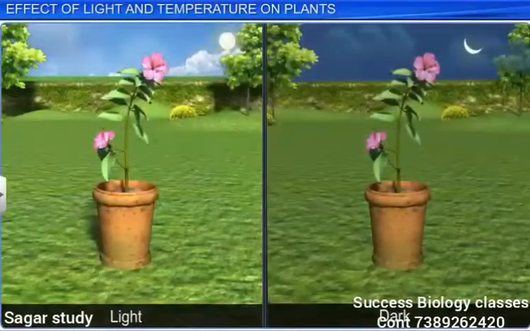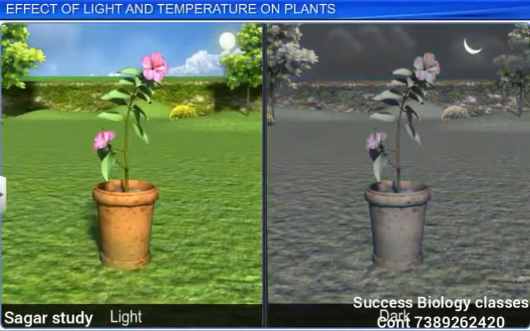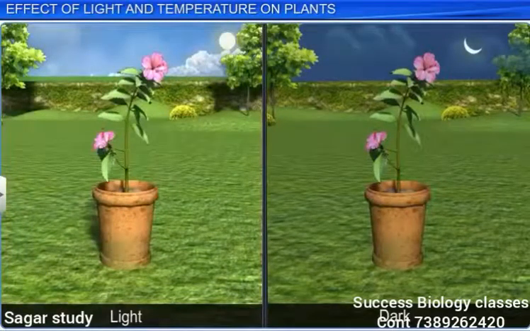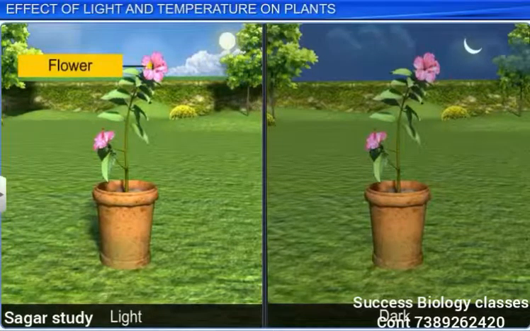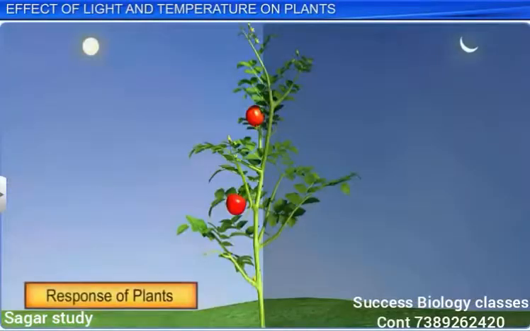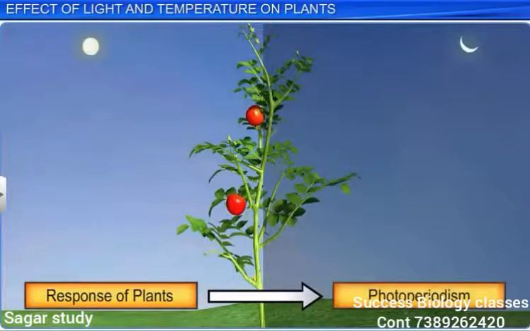In fact, plants can perceive the duration of light and dark exposure and respond accordingly. For example, flowering in some plants is induced by their relative exposure to light and dark periods. This response of plants to the relative period of day or night is called photoperiodism.